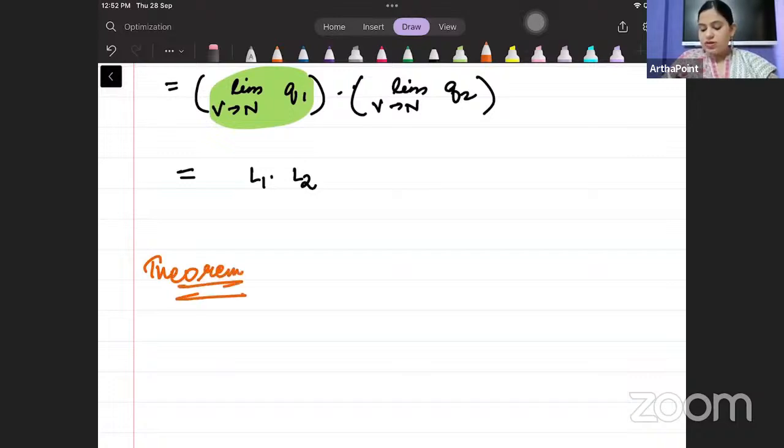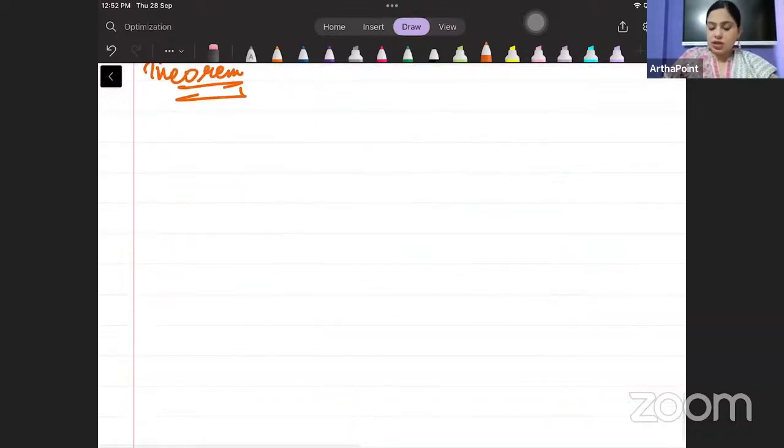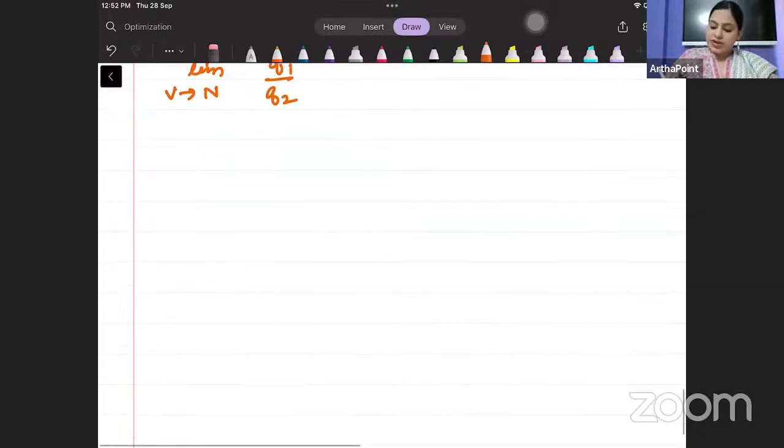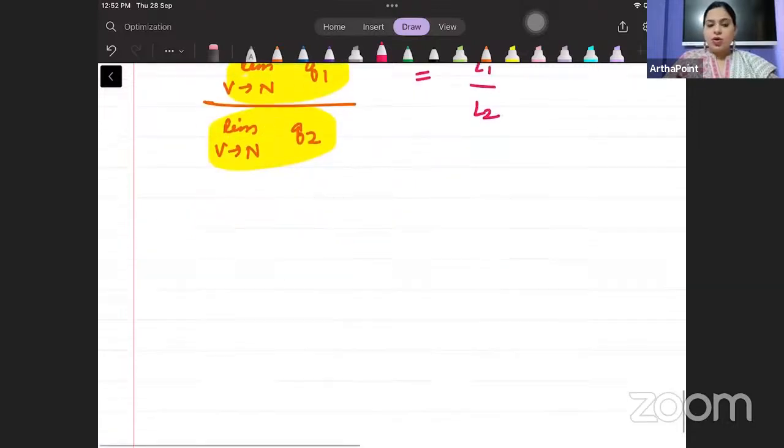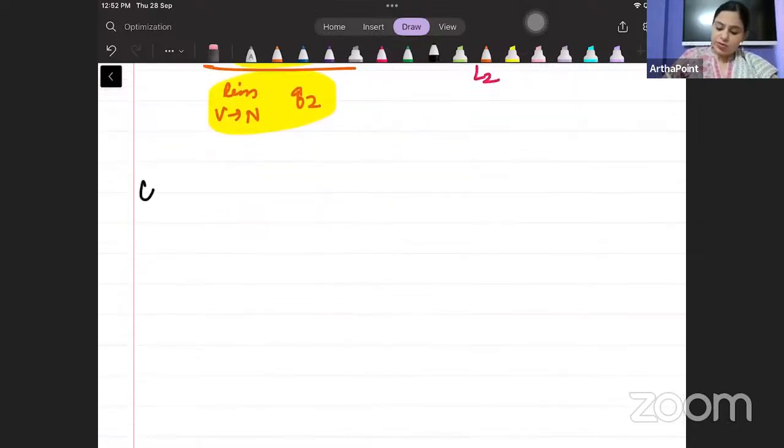अच्छा, now let's take one more theorem here. That theorem is for division. Same ही है, कुछ difference नहीं है. So if I say limit v tends to n q1 by q2, so beta you can just spread the limit and get limit v tends to n q1 upon limit v tends to n q2. So beta this part is given to me as L1 and this part it is given to me as L2. So it will be L1 by L2. Clear? Okay, I will give you some question, try to do them.